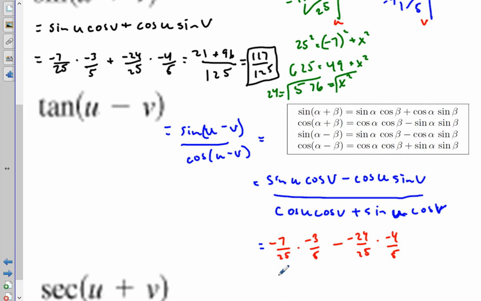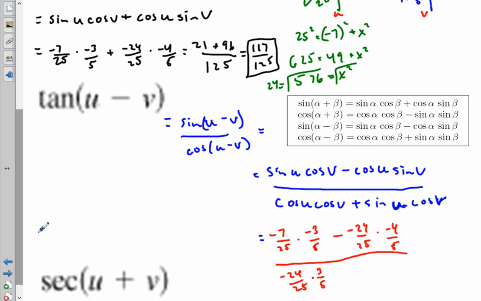Going to the next one, do it all over that. Cosine of u, which we know is negative 24 over 25. Cosine of v is going to be negative 3 over 5. And then we're going to have plus sine of u. And just so you know where I'm finding this, I'm just looking up here. It's going to be negative 7 over 25. And that's going to be cosine of v. Cosine of v is, we know it is negative 3 over 5.